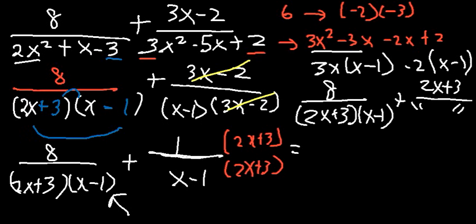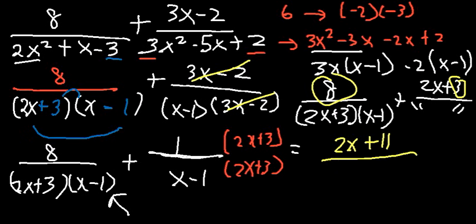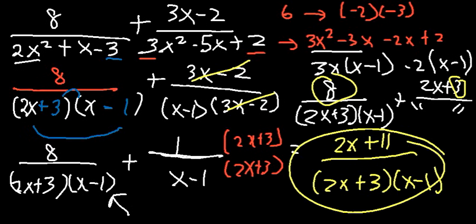So now we can add the numerators. 8 plus 3 is 11. So we have 2x plus 11 divided by the common denominator. So that's how you can add or subtract rational expressions.